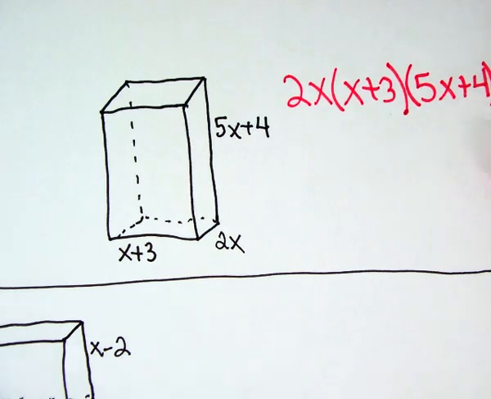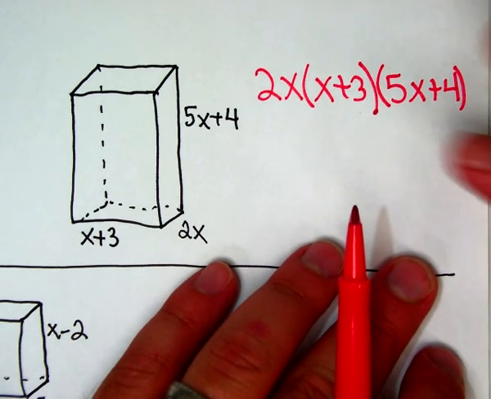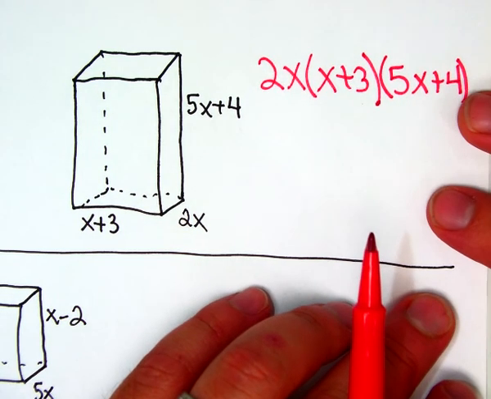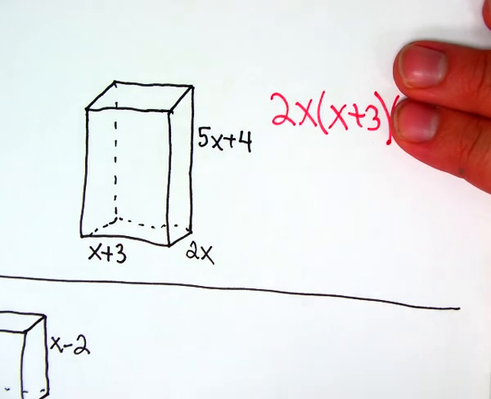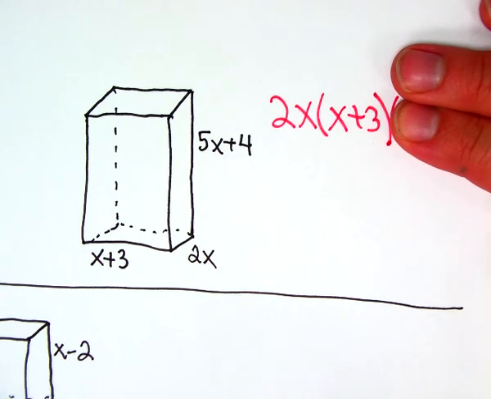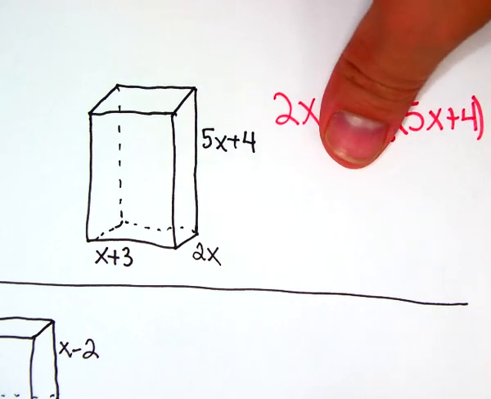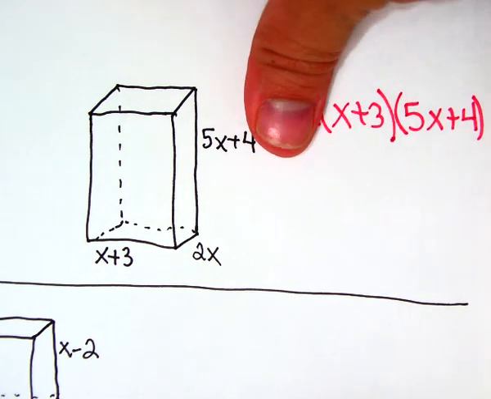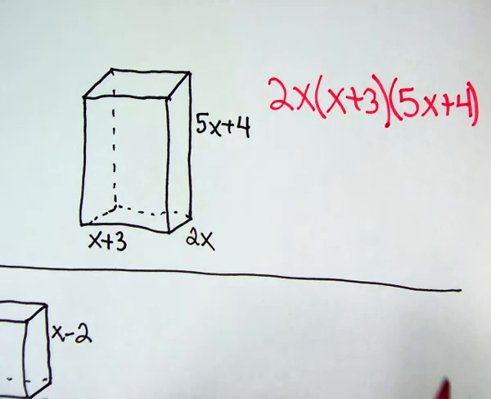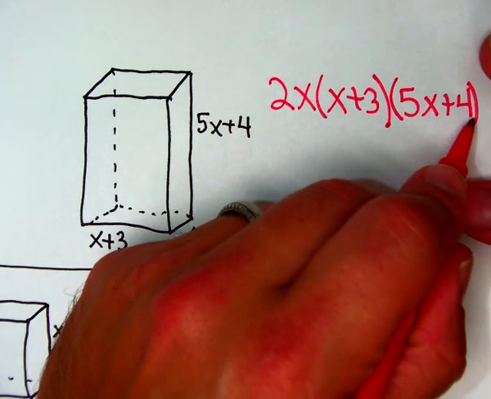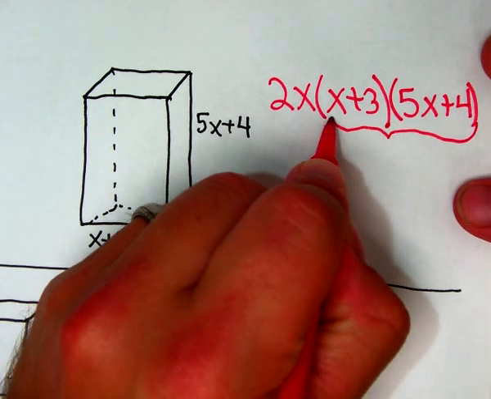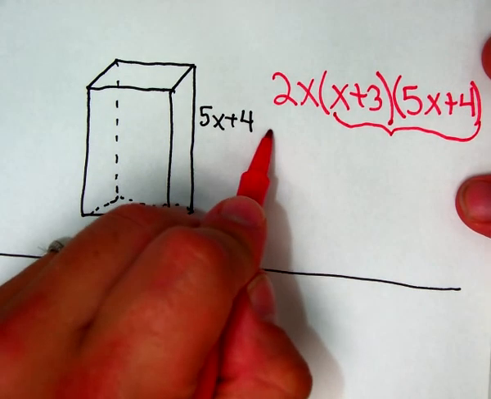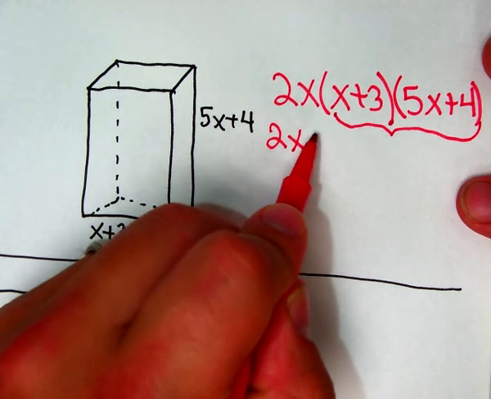Now, with this being written out like this, you have a choice of how you want to multiply these. You can take and distribute the 2x to the x plus 3. You can take and distribute the 2x to the 5x plus 4. You can multiply these two together. You can do it however you want. Okay? The way I usually do them is I multiply these binomials together, and I just carry the 2x until I'm ready to work with it later.